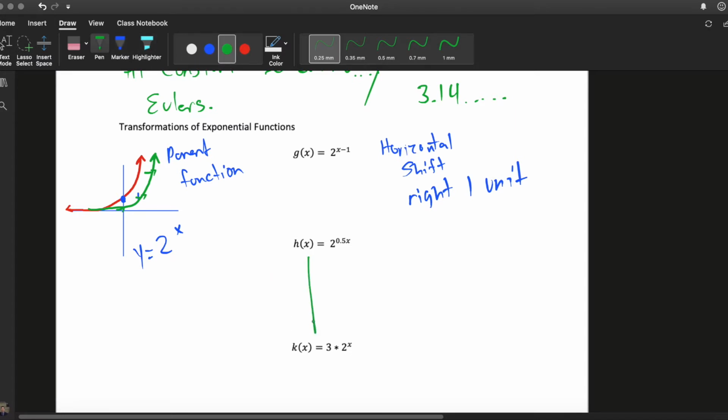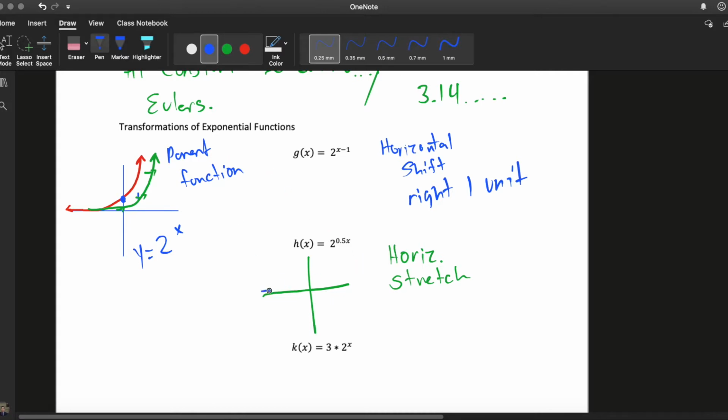Here, again, it's affecting just the x, so we know it's horizontal, right? But this time we're multiplying, so this is either going to be a stretch or a shrink. Now, for horizontal, it's always the opposite of what you think. So even though this looks like a shrink, it's actually going to be a horizontal stretch. And it's a horizontal stretch by a factor of 2, right?